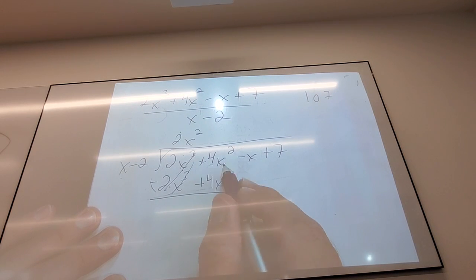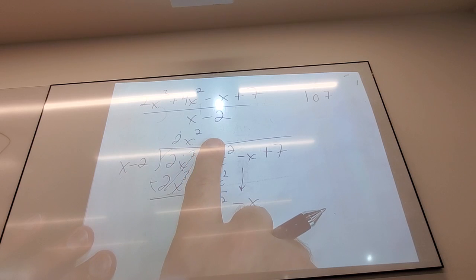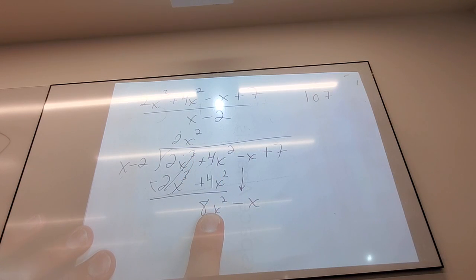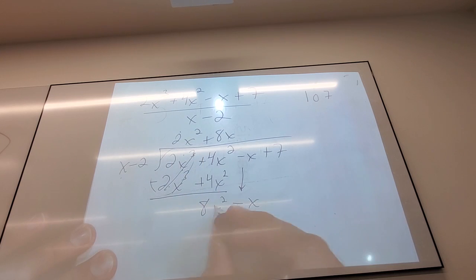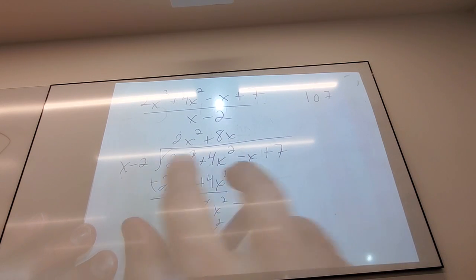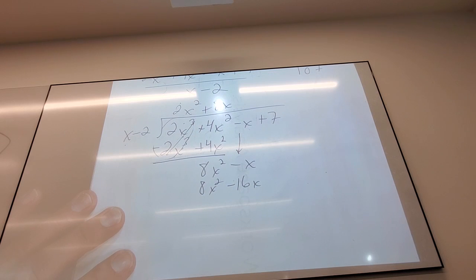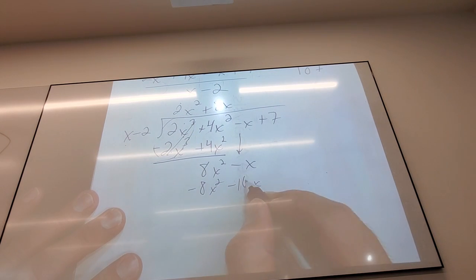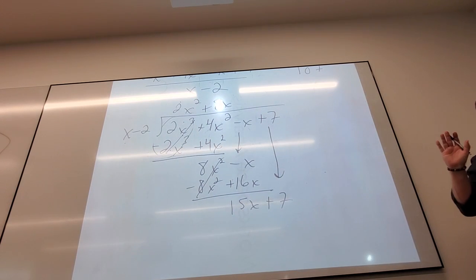And then I get 8x squared, and then I bring down the minus x. X times what is 8x squared? 8x. It's crazy. 8x times x is 8x squared. 8x times negative 2 is negative 16x. And then I change the signs. These cancel. Bring down the 7.